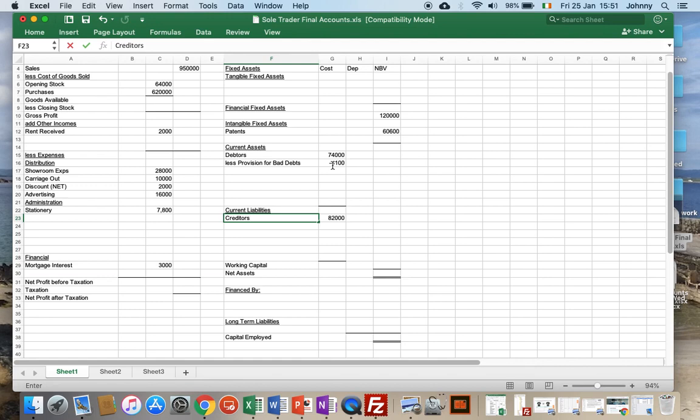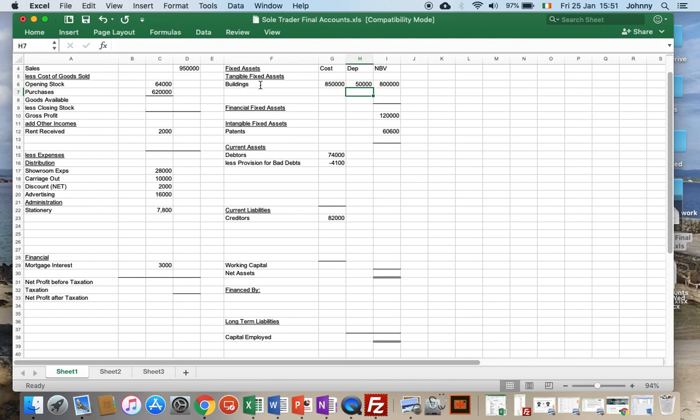Buildings, so it says cost 850, so putting this up here, so that means the thing originally cost 850. The figure that we have in the trial balance in the DR column is 800, so that means it's actually worth 800, which means we must have taken away 50 grand in depreciation over all the years we've had it, so it's a minus there.